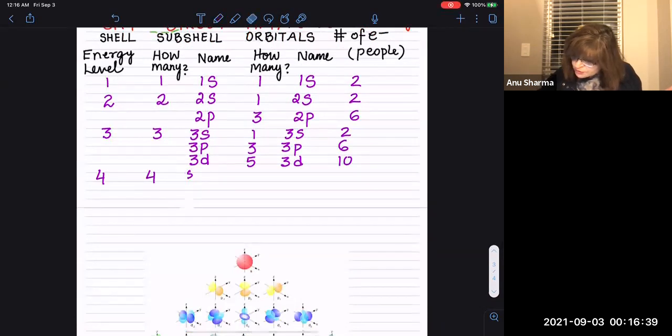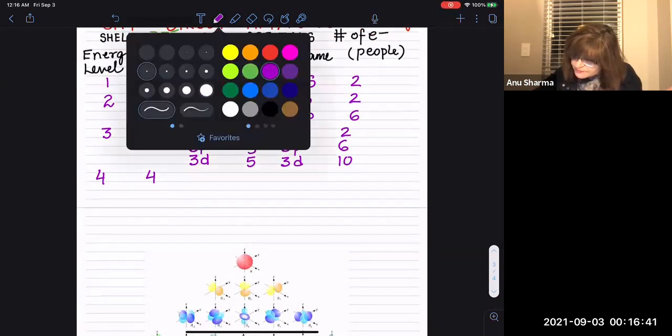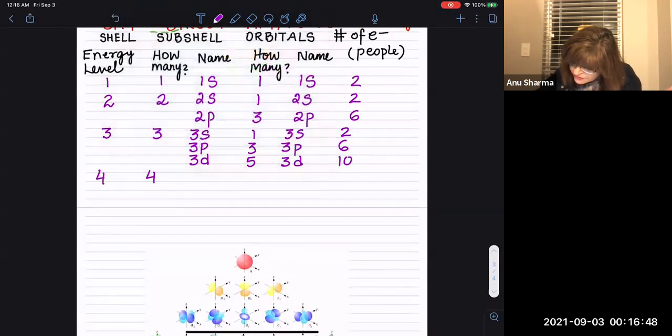Oh, I need some more space here. Let me just make it smaller. Sorry, one minute. Okay, so this is 4s, 4p, 4d, and 4f.